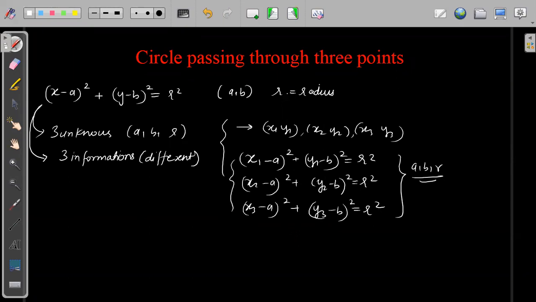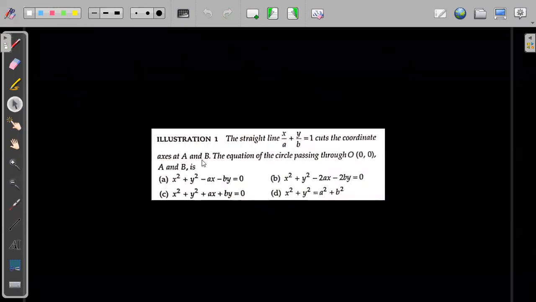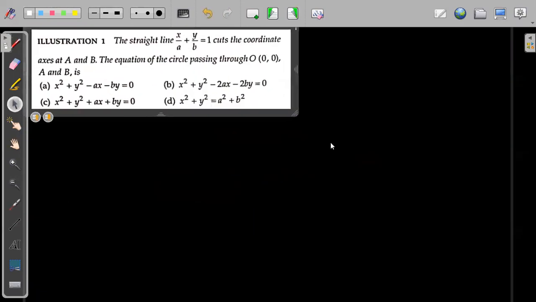But did everybody understand this part? Just tell me yes. Okay, so let's solve some questions. This is a very simple concept. Let's solve some questions based on this. Solve this.